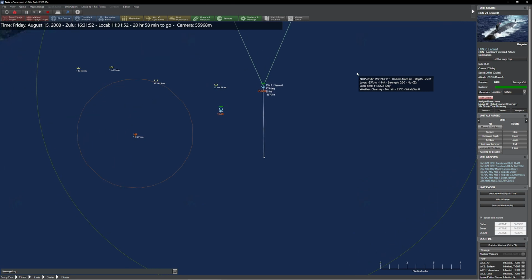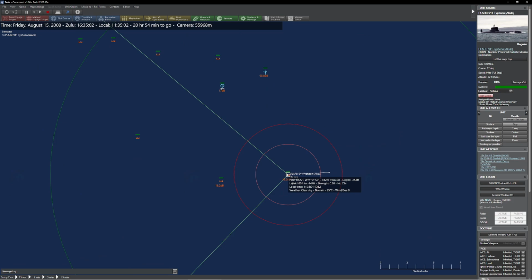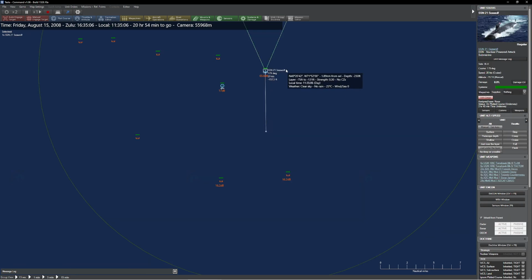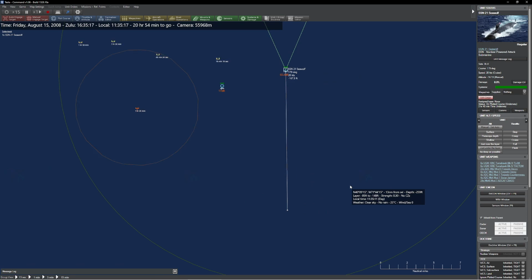Whee! And we can see we have the 2 Typhoons. Remember, these Typhoons are huge. So we're going to approach one of them from the side, and then we're going to try to approach the other one from the front to see if it really makes that much of a difference. And get ready for pause.